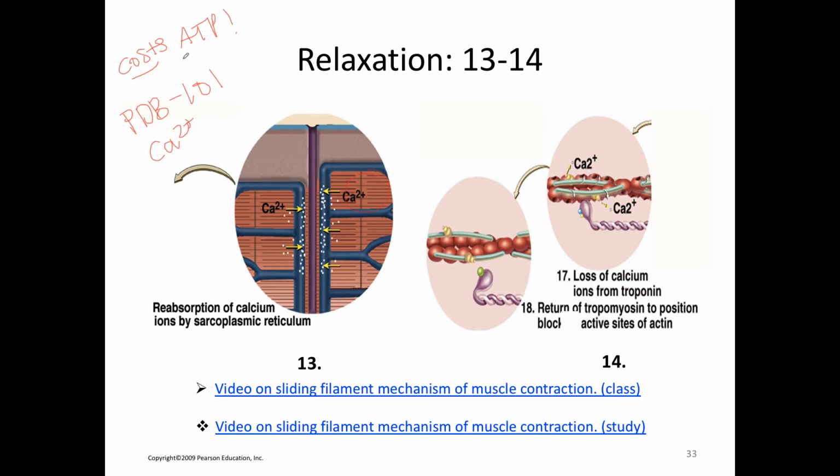You've got to get that calcium back into the sarcoplasmic reticulum, otherwise it's going to keep binding to troponin and keep resulting in the formation of cross bridges. So once calcium moves off of troponin, tropomyosin moves back to cover the binding sites as well.